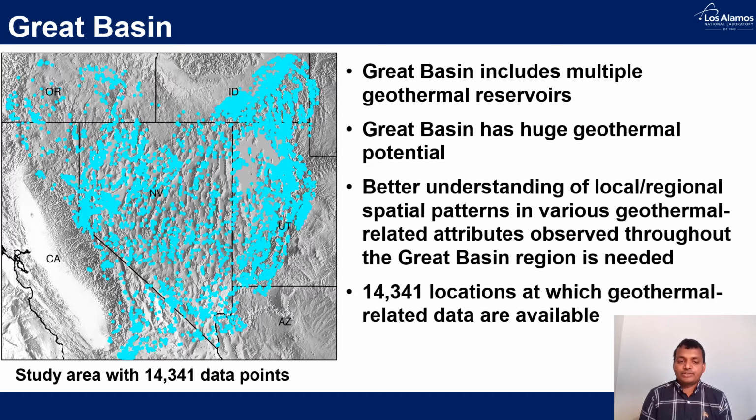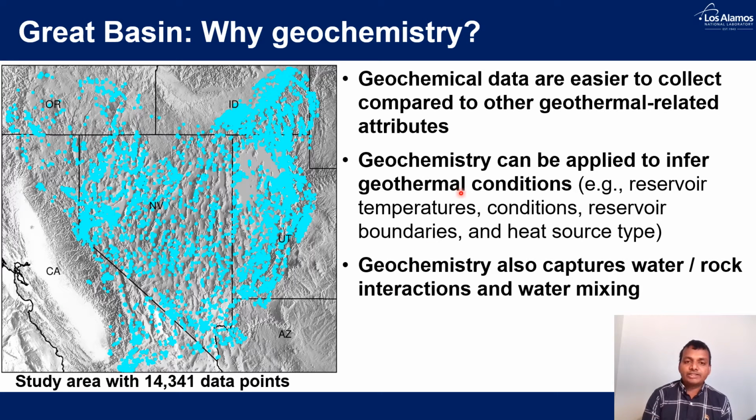The Great Basin includes multiple geothermal reservoirs. It includes low temperature to high temperature geothermal resources, and it has been extensively explored. We have a very large geochemistry dataset at 14,341 locations. So why geochemistry? First of all, it's easier to collect, and it can be applied for knowing geothermal reservoir temperatures, conditions, reservoir boundaries, and heat source types. It can also capture water-rock interactions and water mixing.